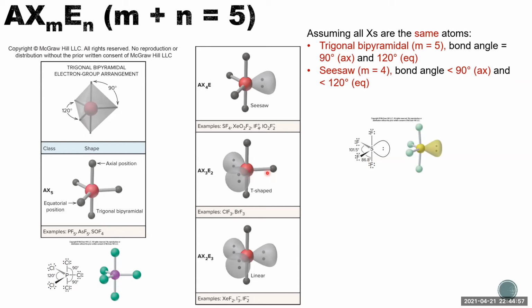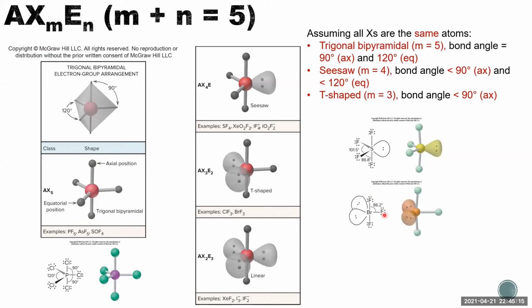Then, if the central atom has 2 pairs of electrons, in total 4 electrons, the leftover structure is a T shape, corresponding to m equals 3, n equals 2. The bond angles in the T shape are smaller than 90 degrees. An example is bromine trifluoride.